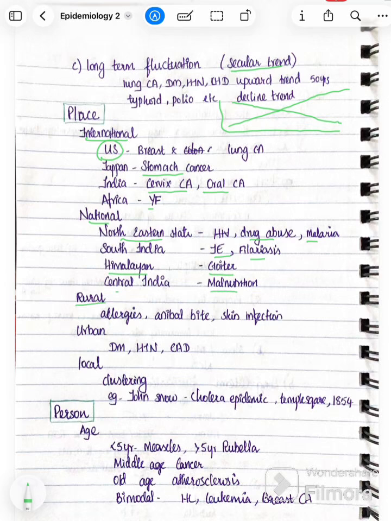In rural areas, allergy is common. Animal bites and skin infections are more seen in people living in rural areas. In urban areas, diabetes, hypertension, cardiac problems and obesity are common. Then local clustering of disease epidemic. For example, John Snow did the cholera epidemic investigation. That was a local clustering.